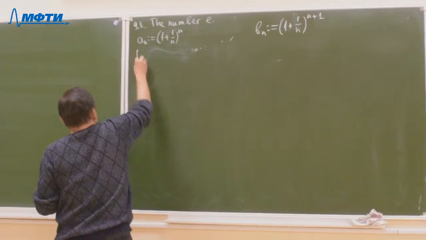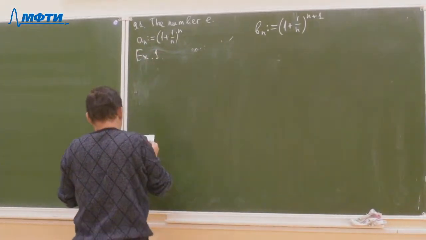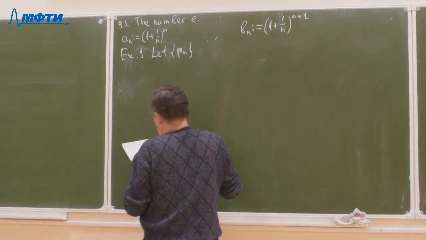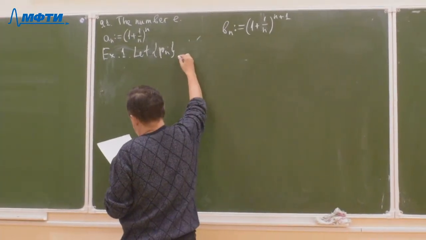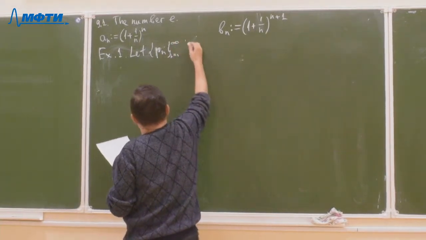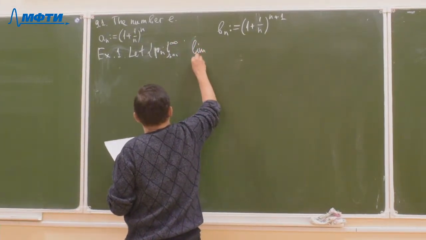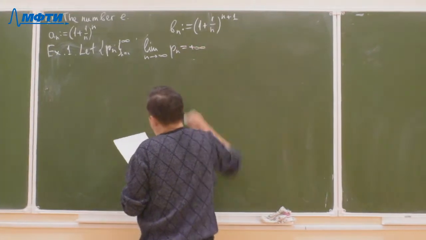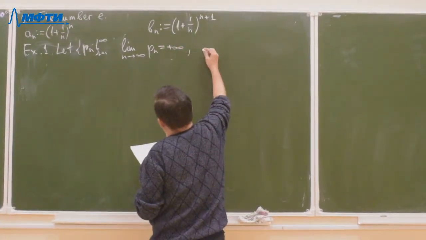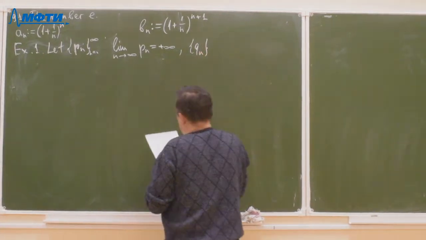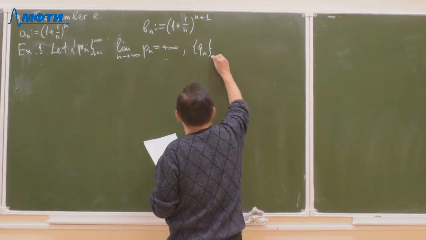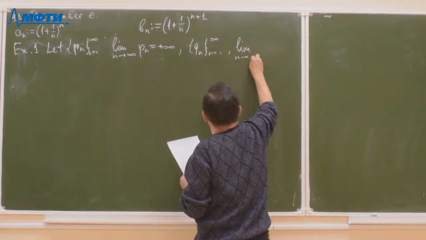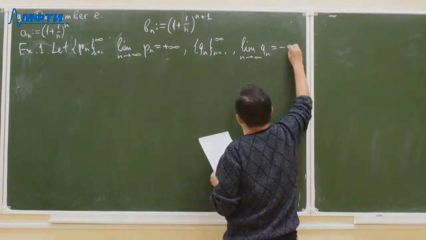Okay, example. Let Pn be an arbitrary sequence such that the limit as n tends to infinity of Pn equals plus infinity, and Qn, n from 1 to infinity, is such that the limit of Qn is minus infinity.